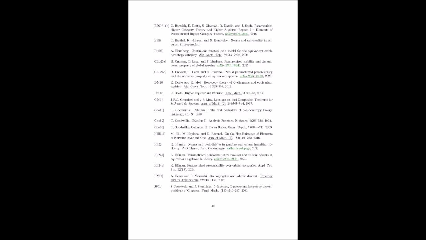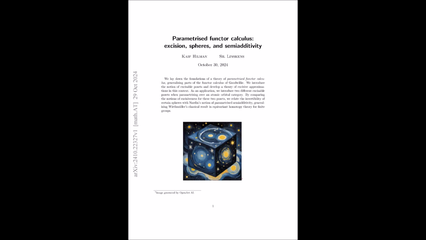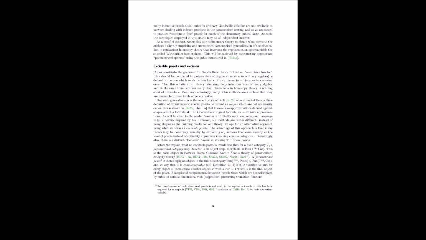But I have to ask, you keep mentioning this T. What does the T stand for? Good catch. The T refers to the base category over which we're parametrizing. Remember how this whole theory is about extending traditional functor calculus to a parametrized setting? Well, that base category is the parameter space, the context in which everything is happening. So T sets the stage. And then we look at categories that are built over this base category T.